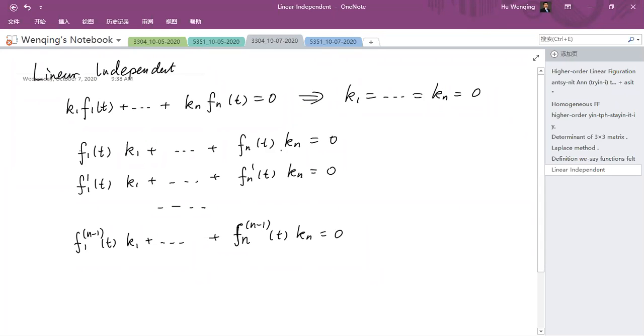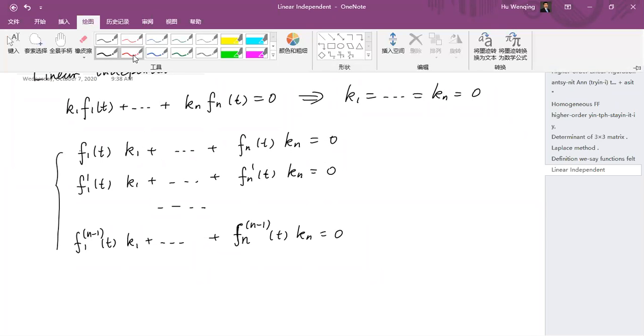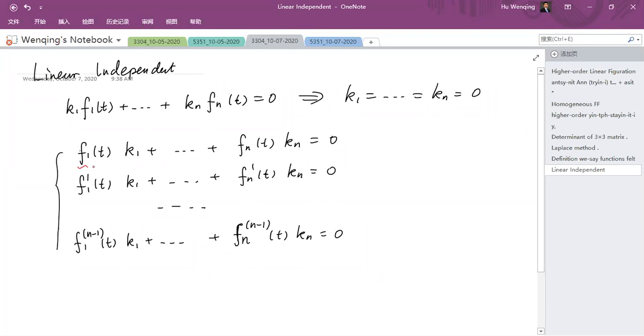These are direct consequences of the first identity, because if the first identity is 0, you can keep taking those derivatives. Now, as long as you have this, you can see that we can treat this as a linear system of equations for k1 up to kn. So I'm going to treat f1, f1 prime, until fn, fn prime as coefficients.